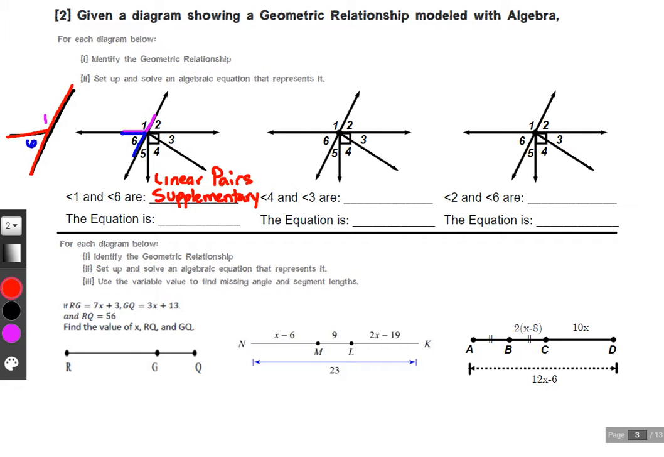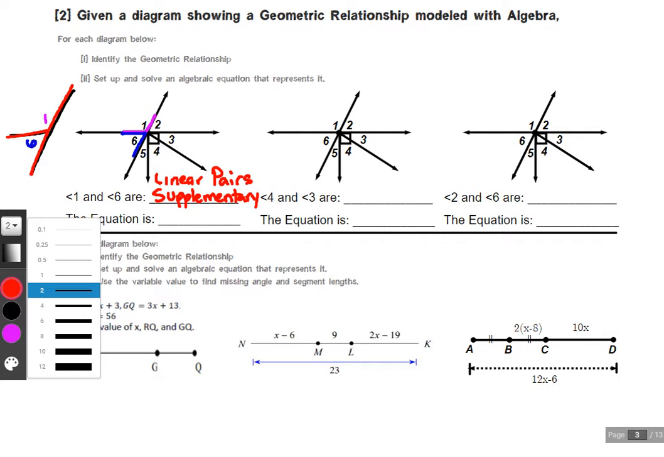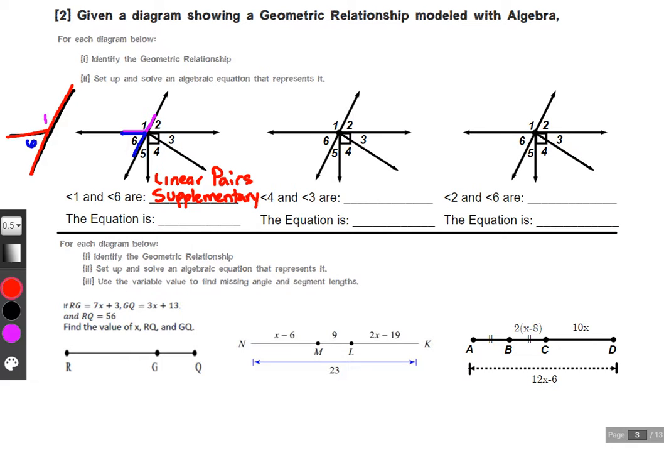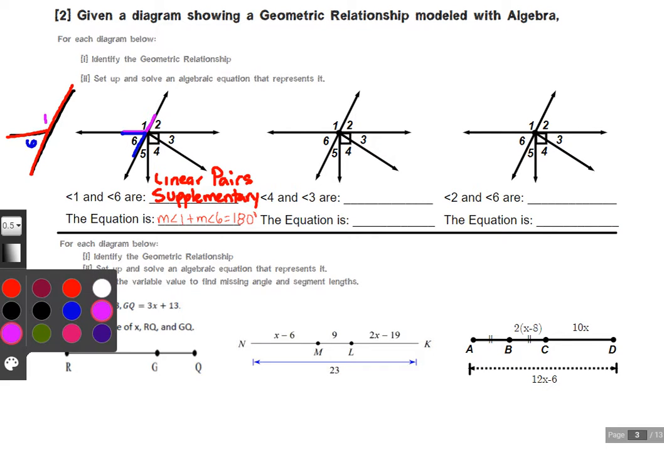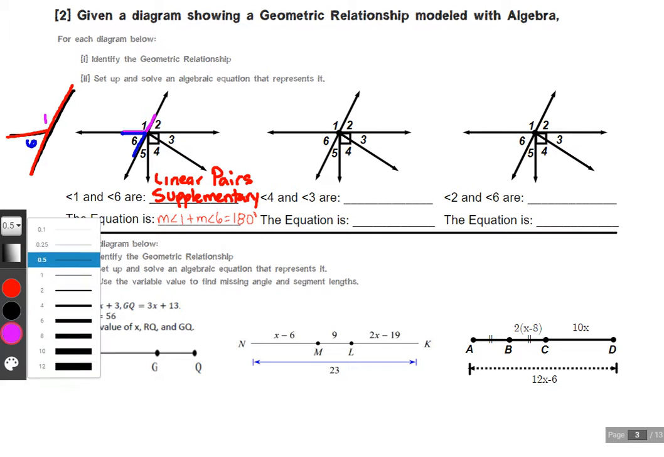Supplementary by definition means that we're adding together to make 180 degrees. And so we're looking for the measurement of angle 1 plus the measurement of angle 6 equals 180 degrees. Squeeze in there at the bottom. Sorry to leave a ton of room, but that's the rhythm of these kind of questions. We're going to pick out those angle pairs, figure out what's going on, and then write an equation.